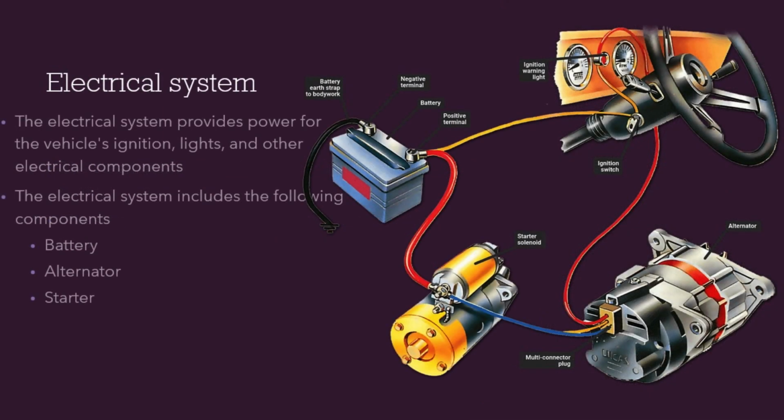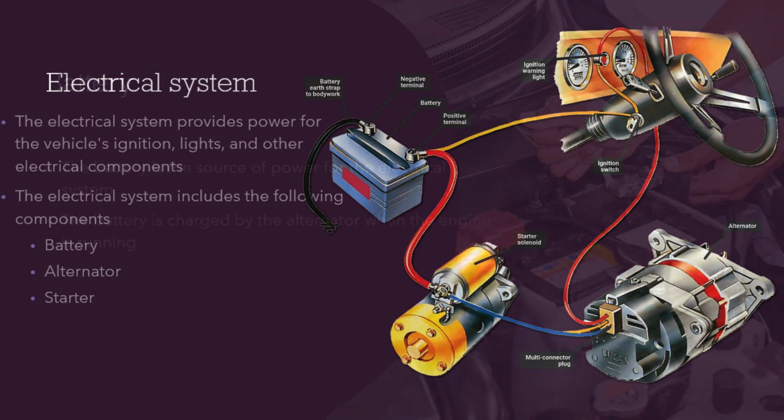Electrical system. The electrical system provides power for the vehicle's ignition, lights, and other electrical components. The electrical system includes the following components: battery, alternator, starter.